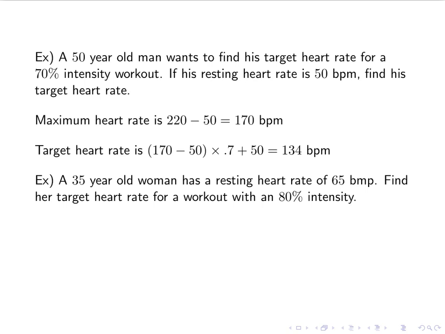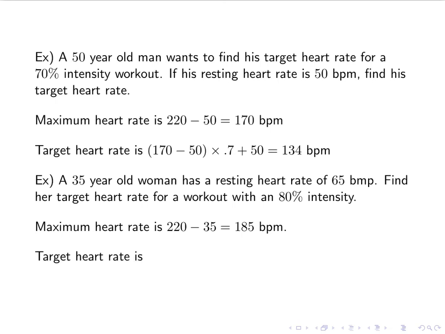A 35-year-old woman has a resting heart rate of 65 beats per minute. Find her target heart rate for a workout with an 80% intensity. So again, the first thing we have to do is find the maximum heart rate, 220 minus her age, which is 185. And the target heart rate. So again, it's her maximum heart rate minus her resting heart rate times the intensity as a decimal plus, again, the resting heart rate. So you use the resting heart rate twice. So again, following order of operations, we should be getting 161 beats per minute.